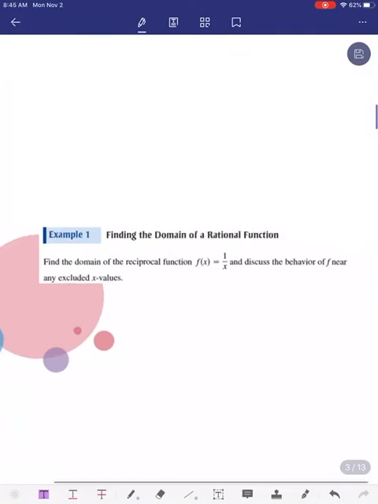All right, so it says, find the domain of the reciprocal function f of x equals 1 divided by x and discuss the behavior of f near any excluded x values. Now, the first thing we want to look at is our domain. Notice that it asks us to first look at any excluded x values. And so hopefully we recall that when we have a rational function, our denominator is not allowed to equal 0.